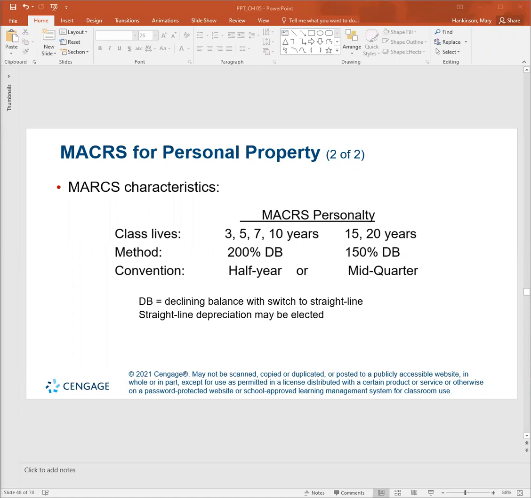Cost recovery of all personalty generally incorporates the half-year convention. That is cost recovery in the year the asset is placed in service, as well as the year it is removed from service, and is based on the assumption that the asset was used for exactly 1/2 of the year, allowing a half year of cost recovery.